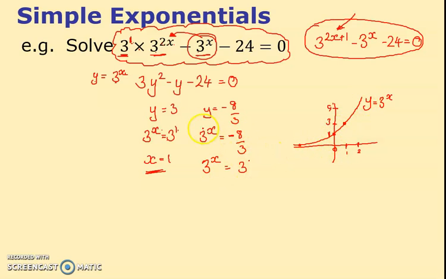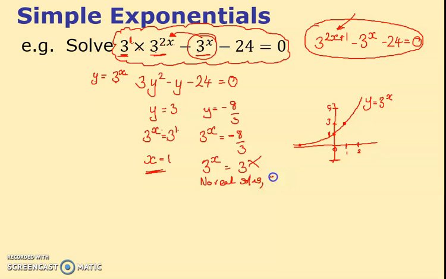So our question here is, when is 3 to the x equal to minus 8/3? And minus 8/3 is down here somewhere. Well, the answer is never. So, in fact, we're never going to solve that. So we write no real solutions again. Now, it's a slightly different reason this time.